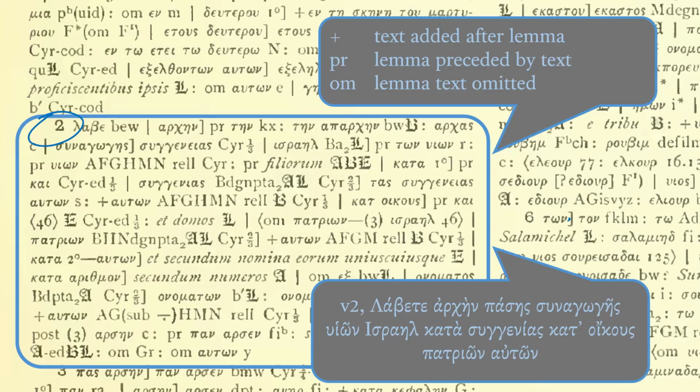They don't have to list the whole variant. They just say, okay, it's preceded by this word. Fair enough. And then lastly, we have omission. OM means that the lemma text itself is omitted. And so let me give you an example of that.